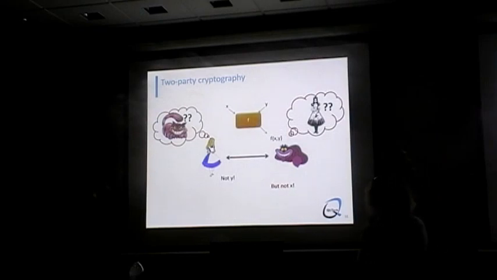Of course, we don't have these magic orange boxes that work like this, so they want to build something that works like this ideal orange box by communicating back and forth over some communication channel.